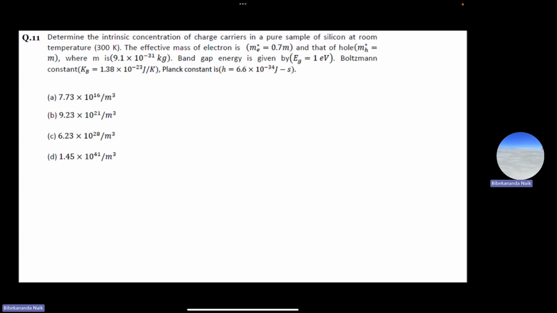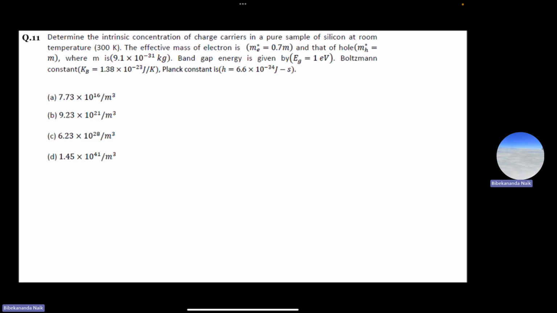The options are option A 7.73 into 10 to the power 16 per meter cube, option B 9.23 into 10 to the power 21 per meter cube, option C 6.23 into 10 to the power 28 per meter cube, and option D 1.45 into 10 to the power 41 per meter cube.